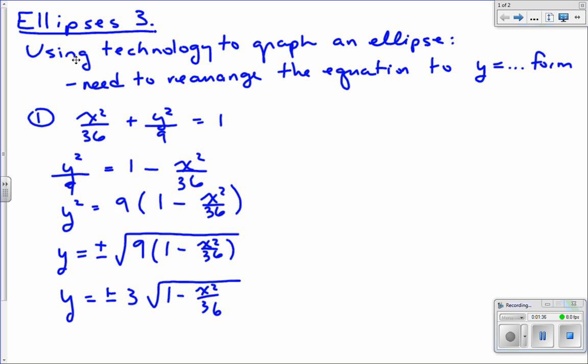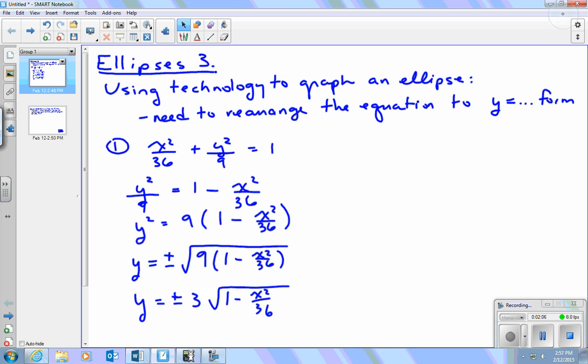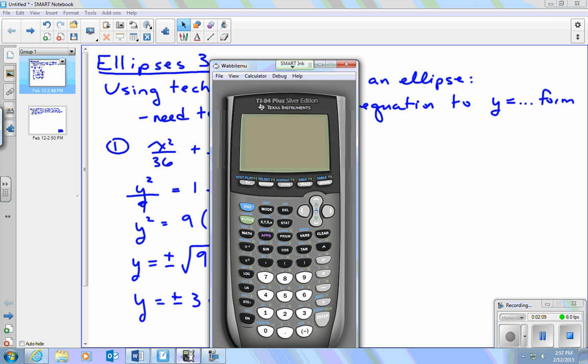So now we need to look at how we enter that in the calculator, because there's no button that says plus minus. We have to graph it in 2 steps. Because an ellipse, if you think about it, is not a function, but we can think of it as 2 different functions. One is y equals the positive 3 times the square root of 1 minus x squared over 36, and the other is y equals negative 3 times the square root of 1 minus x squared over 36. So I'm going to bring up the calculator here so that we can see how to put that in.